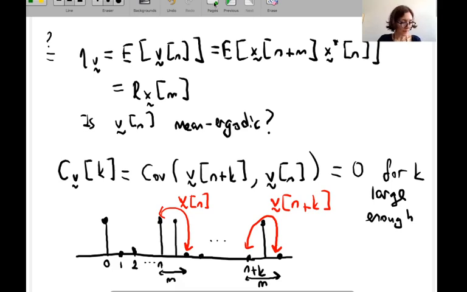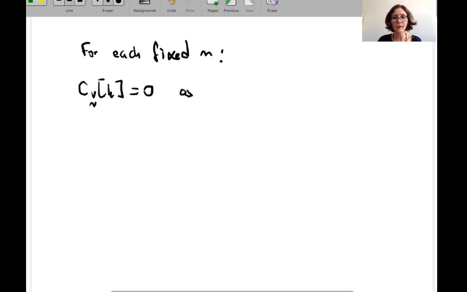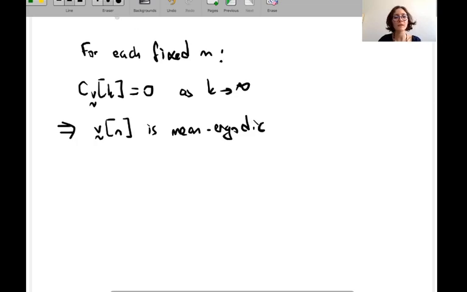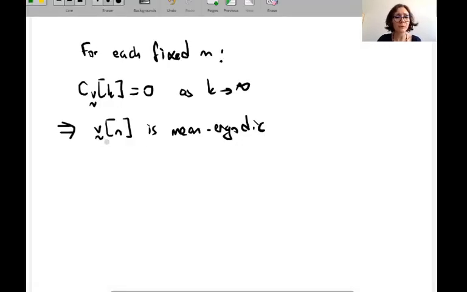So from here, what we conclude is the following. For k large enough, for each fixed m, let's gather up what we have. For each fixed m, we have that C_V of k is equal to 0 as k goes to infinity, from which we conclude that there's an implication here. This implies that our new random process V of n is mean ergodic. Remember, this was what was given in the hint, right? Look at the autocovariance. If it converges to 0, then you're fine. Your process is mean ergodic. We just use this property not for X, but for V in here.